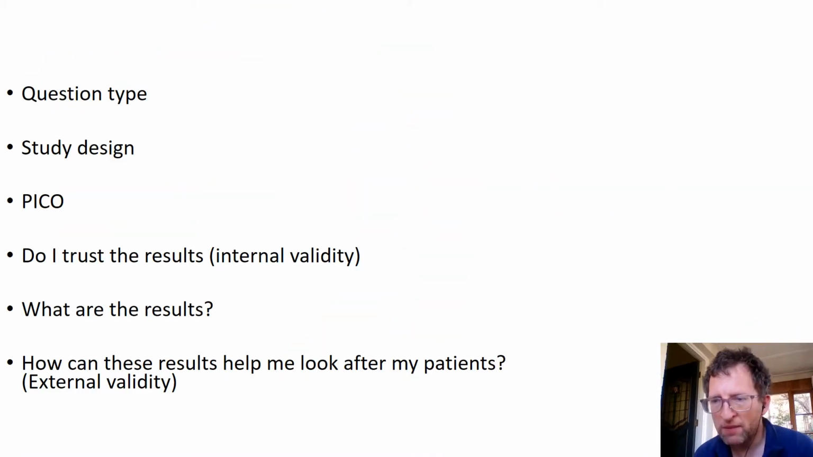So when you read a paper, there are 6 steps to reading a paper. You've got to know the question type, the study design, what's called the PICO of the paper, or a variation on the PICO, depending on the study design. Then you've got to know whether you trust the results within the paper, so the internal validity. We've got to focus in on what the results are, and then you've got to decide are those results going to help you look after your patient, which is the external validity. So they're the 6 basic steps. And we're going to focus on these first 2, question type and study design.